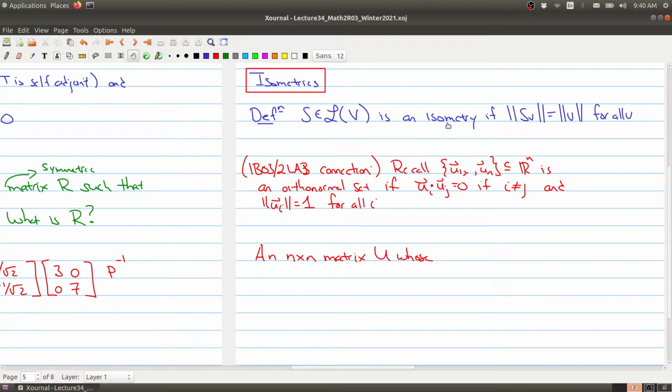An operator S is an isometry if when you take the norm of your vector v and you evaluate v at that operator and compute its norm, you get the same value. And this is true for all vectors in your vector space. So one way to say what we're doing here is that norms are preserved by S.